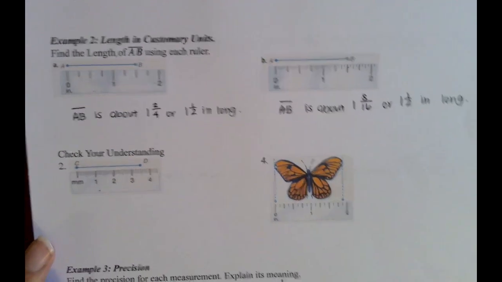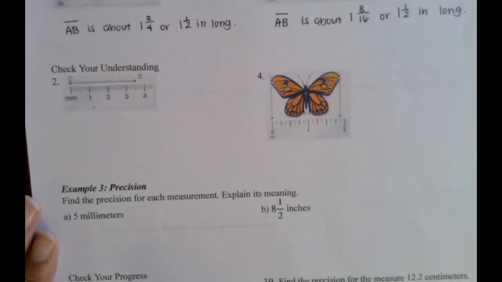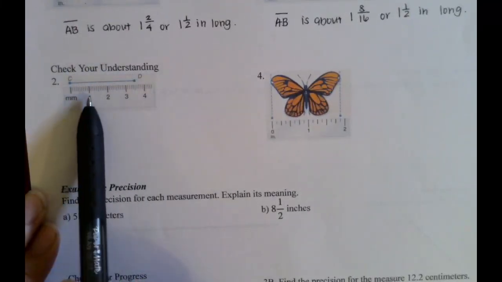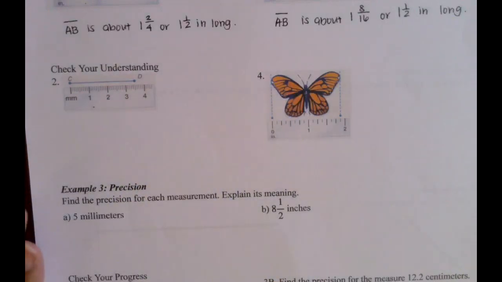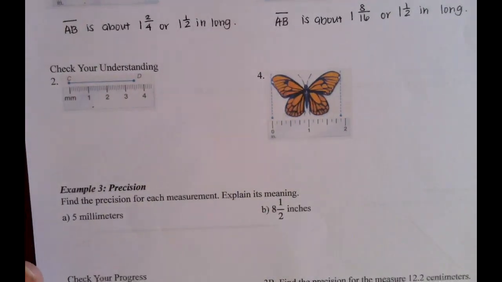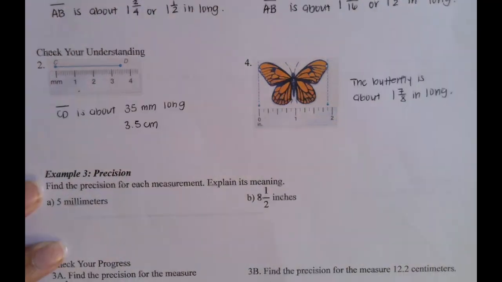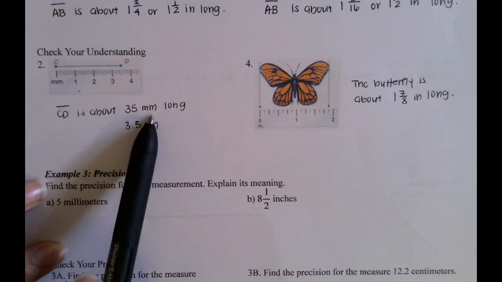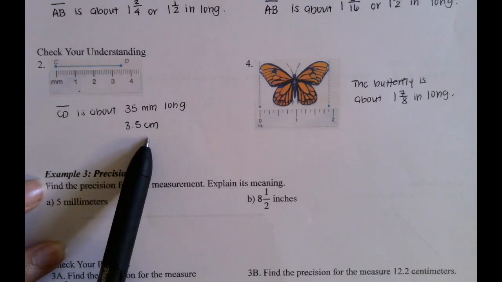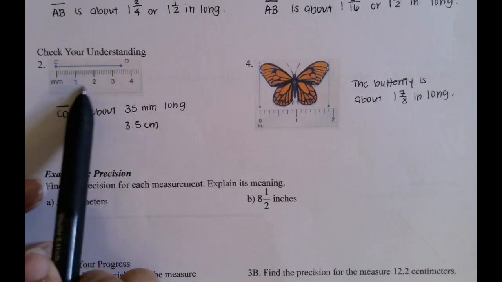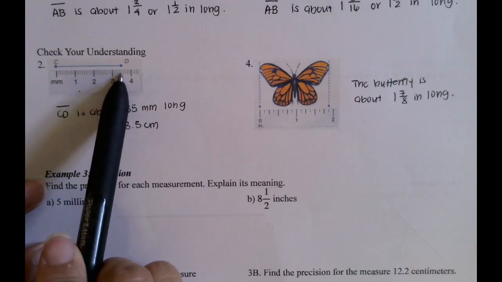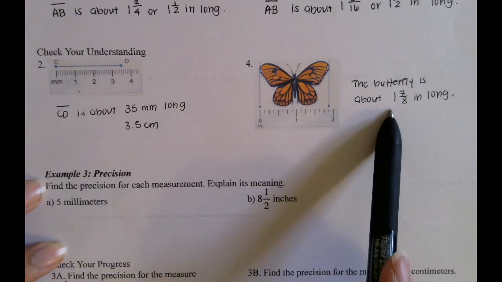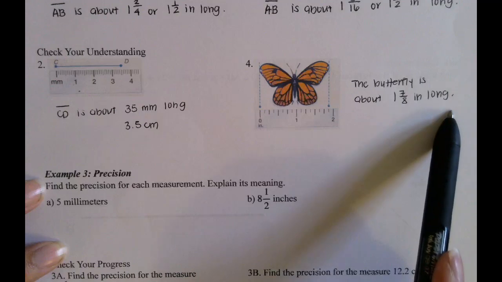Now I want you to try the check your understanding, not check your progress, but check your understanding questions 2 and 4. Write how long they are and then come and check your answer. So this is what you should have gotten. Segment CD is about 35 millimeters long or 3.5 centimeters, because there's 10, 20, 30, and then when you count 1, 2, 3, 4, 5, 35. Number 4, the butterfly is about 1 7/8 inches long.